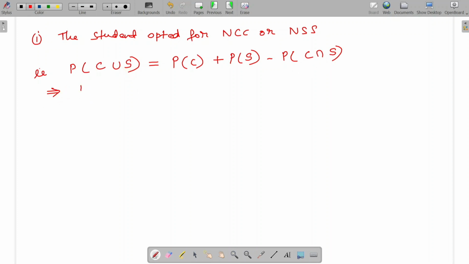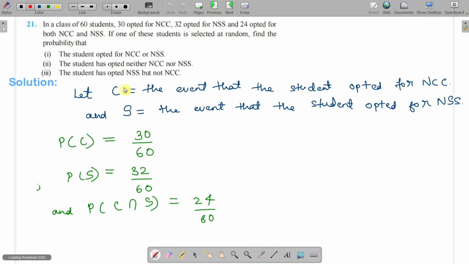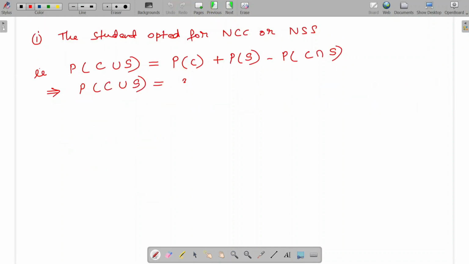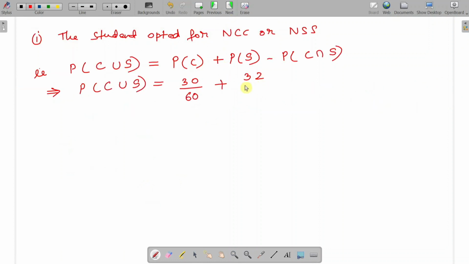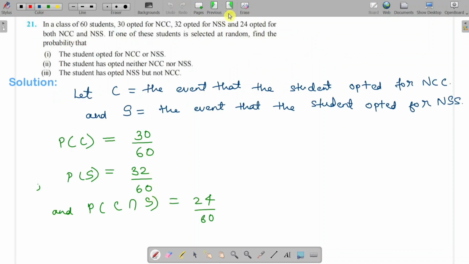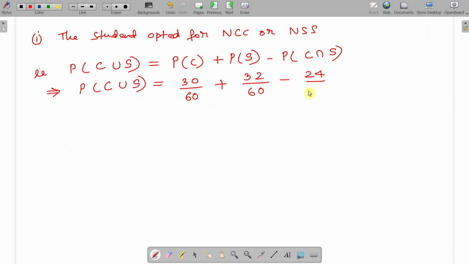So this implies probability of C union S is equal to probability of C, which is 30 by 60, plus probability of S, which is 32 by 60, minus probability of C intersection S, which is 24 by 60. So this is equal to 30 plus 32 minus 24, by 60. So this is equal to 62 minus 24.